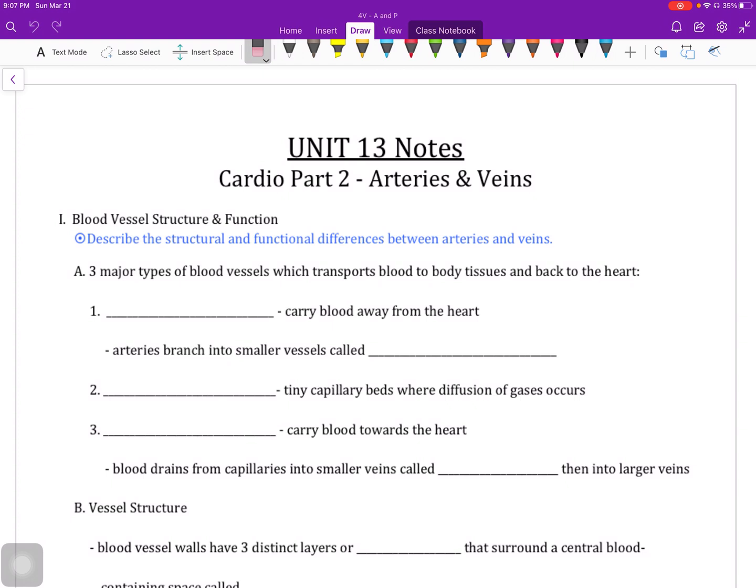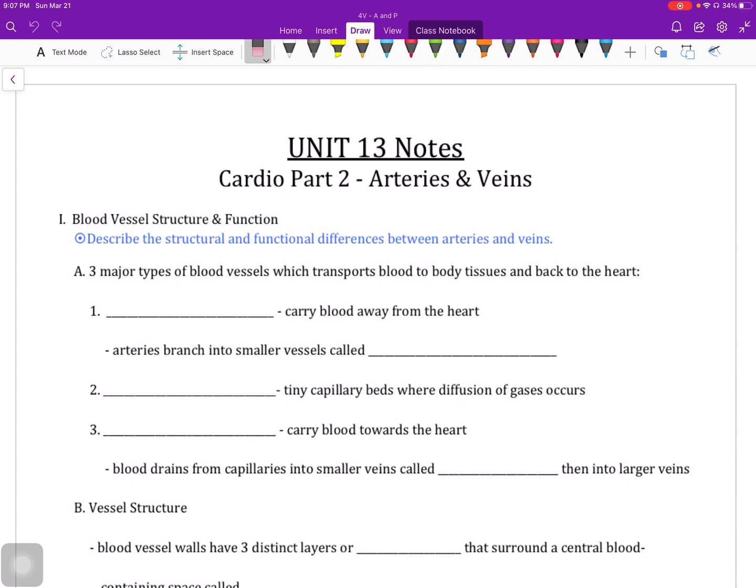We're going to jump right into cardio part 2, arteries and veins. Roman numeral 1, blood vessel structure and function. We're going to be able to describe the structural and functional differences between arteries and veins. In the cardiovascular system, you have three major types of blood vessels that transport blood to the body tissues and then back to the heart.